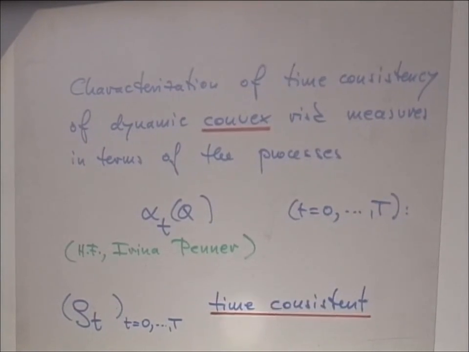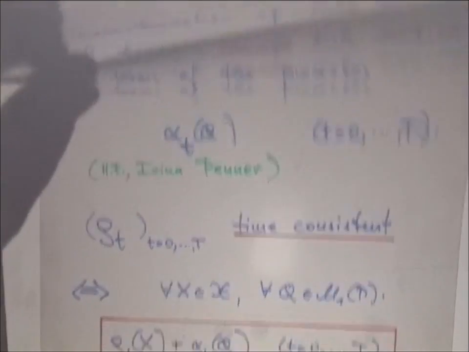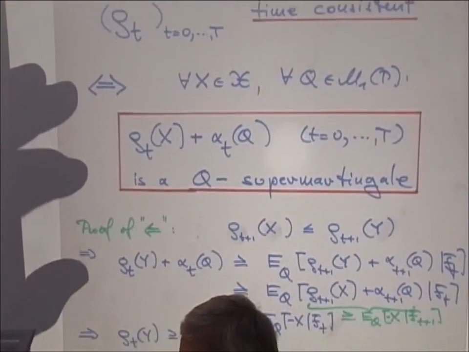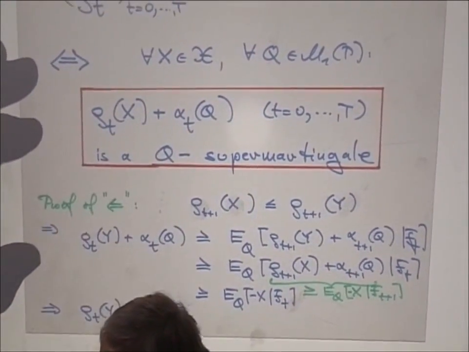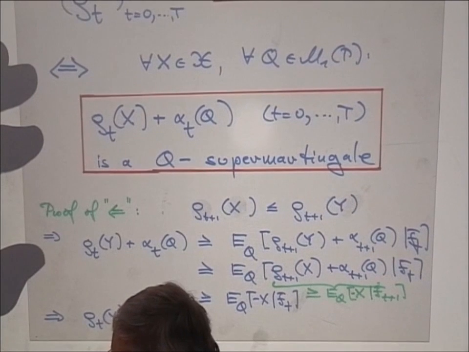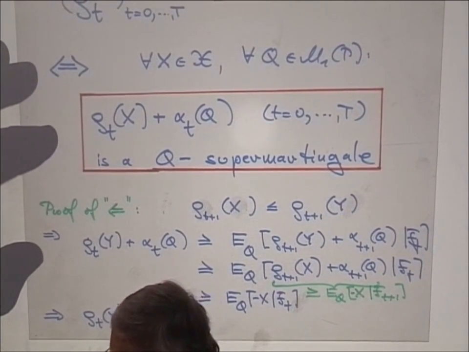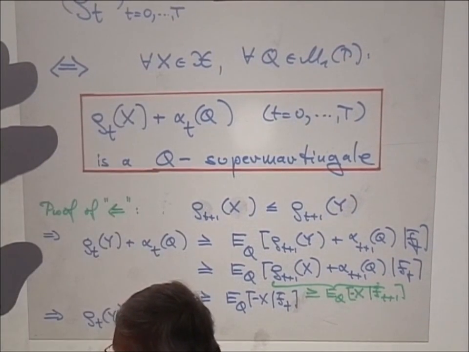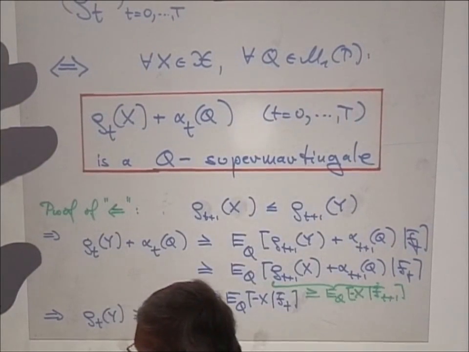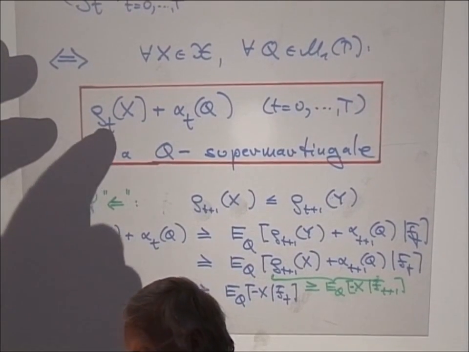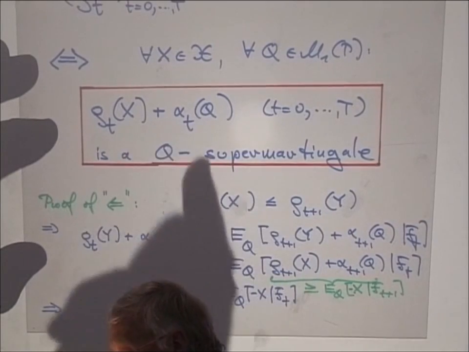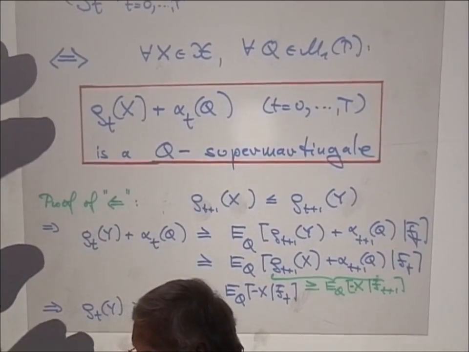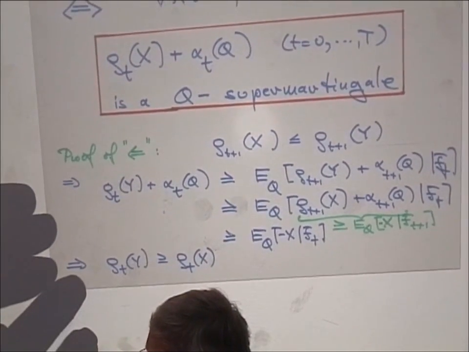Now here is a characterization, some kind of Bellman principle, which comes in here. It's time consistent if and only if for each position and for each model Q, the risk process plus the penalty process form a Q supermartingale.